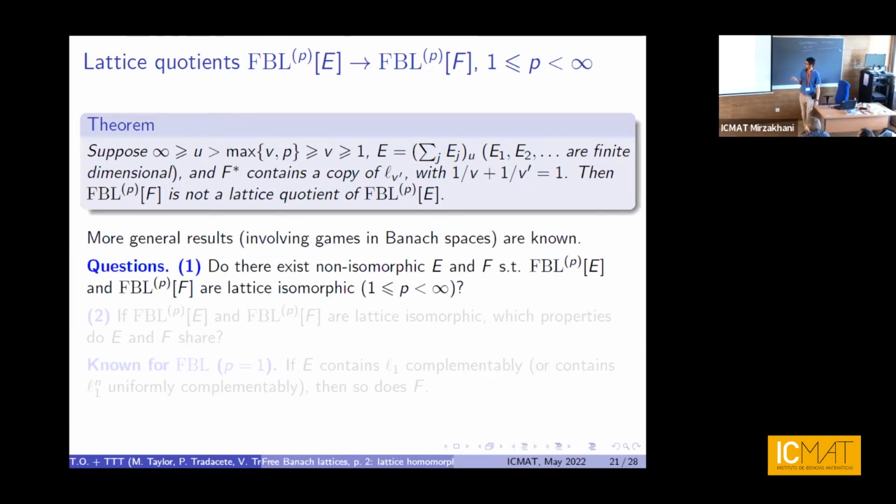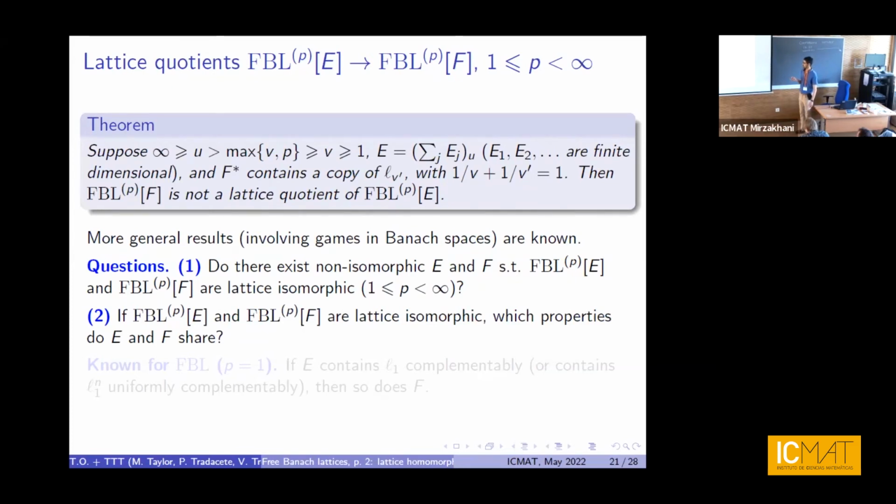And here, let me ask a few questions which are somehow related to all this. One of them is something that I mentioned before. Does there exist Banach spaces E and F which are themselves not isomorphic, but the corresponding p-convex Banach lattices are isomorphic? This is once again something that I don't know.